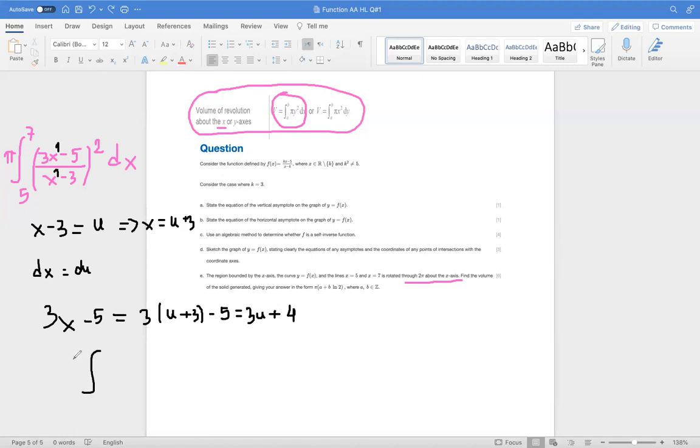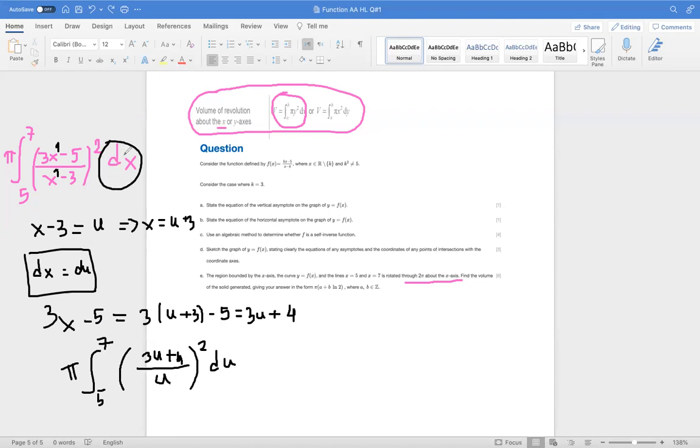Okay, integral. We have pi outside, from 7 to 5, in bracket. So 3x minus 5 is 3u plus 4. As you see, everything is in terms of u. And x minus 3 is u, right? Square over here, du. Why du? Because dx equals du. So instead of dx, I'll just put du. So here this is 4.